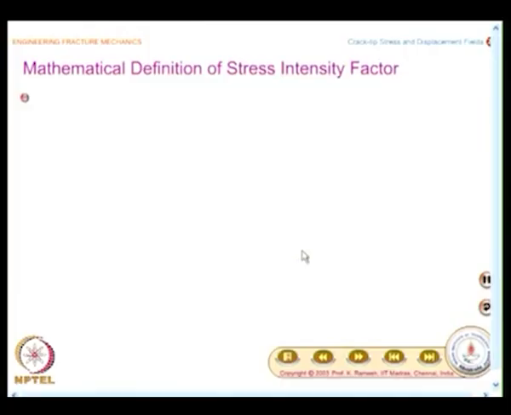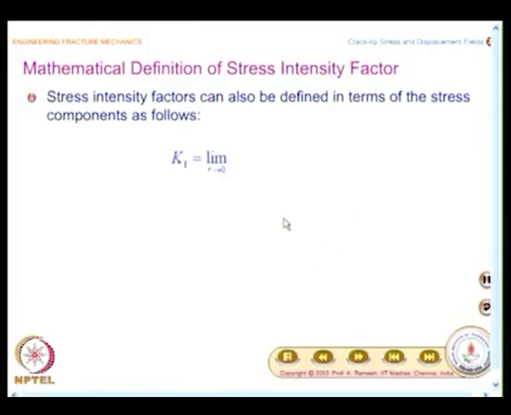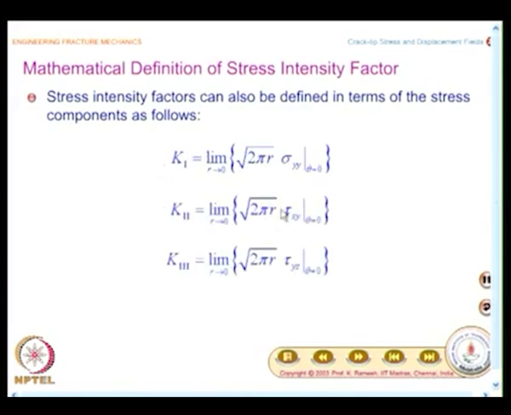And another one we have looked at: the strength of the stresses near the crack tip vicinity is solely dictated by the stress intensity factor. So, from that point of view, you could also define stress intensity factor for each of the modes like this. You look at the stress component sigma yy at theta equal to 0, multiply by root of 2 pi r, and take the limit r tends to 0. So, you have a mathematical definition of how to get stress intensity factor K1, how to get stress intensity factor K2.